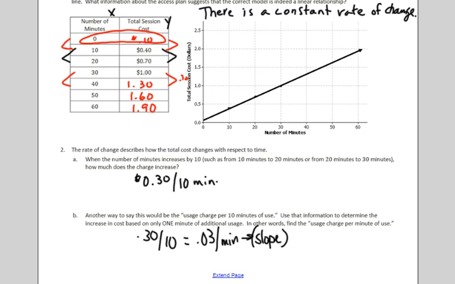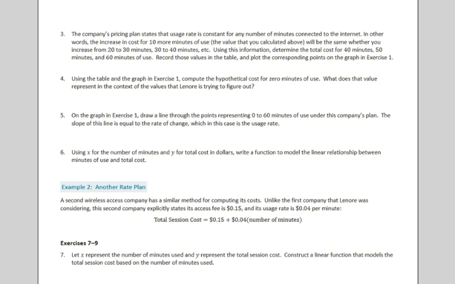Question number 3 also says to plot those points, and if you'll notice, those points will all be on the graph. That should be at the origin. Sorry, my marker is off a little bit. 40 is $1.30, which is right there, and you'll notice that they're all on the same continuous line. So number 3 we did.